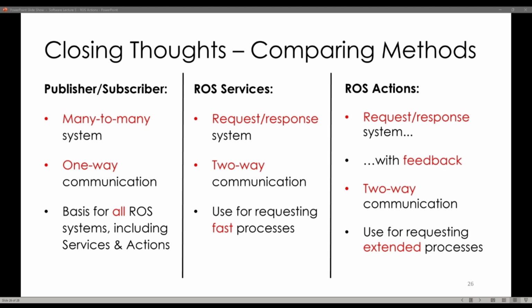Then we go to ROS services. So this is a request response system, and it's got 2-way communication, so they're back and forth. But we want to use it for requesting fast processes. Meanwhile, ROS actions are a request response system with feedback. So again, 2-way communication here, but this is used for requesting extended processes. So these are the 3 different methods that you'll be using for communicating between your different nodes in your ROS system.